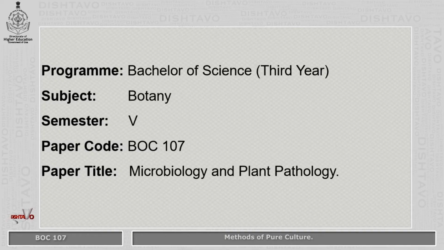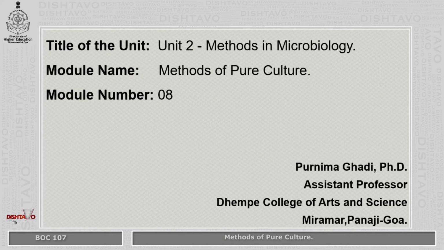Hello students, welcome to the program of Bachelor of Science 3rd year, subject Botany, semester 5, paper code BOC 107 and paper title Microbiology and Plant Pathology. Title of the Unit 2, Methods in Microbiology. The module name is Methods of Pure Culture and module number is 08.